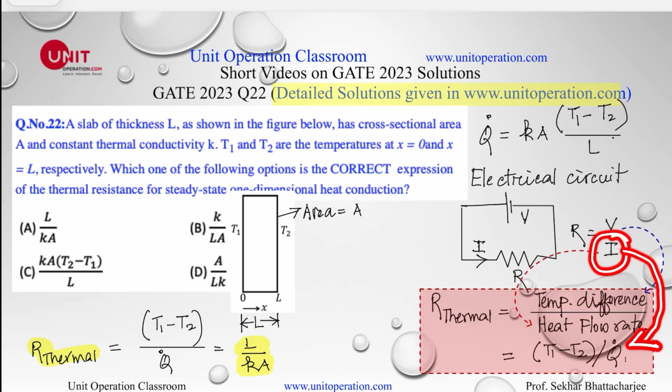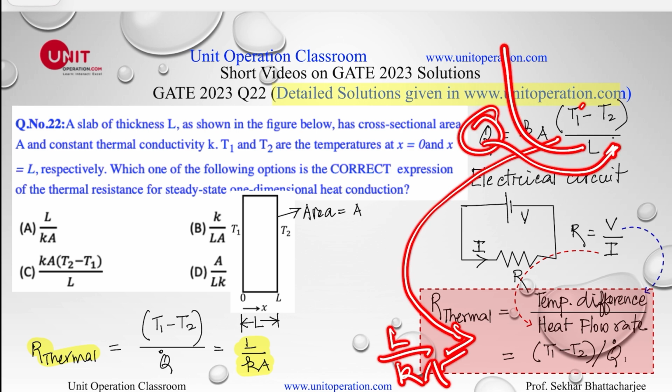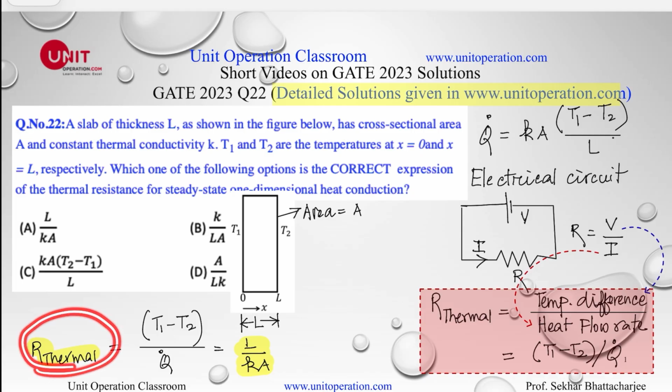So this is T1 minus T2 divided by Q, the driving force divided by the flow of heat. This is my thermal resistance. And if we look into this equation from here, the thermal resistance would be L over KA, since T1 minus T2 over Q comes over here. So the thermal resistance for this system is L over KA. Therefore A is the correct option.